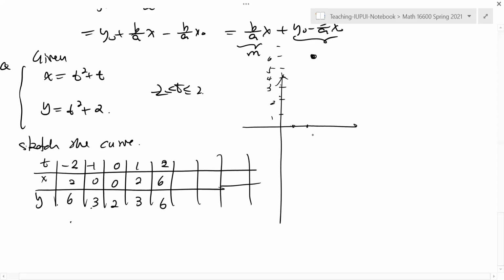Okay, here's 1, 2, right? Then 0 and the 3: 1, 2, 3. And then 0 and 0, it's here. That's when t goes in. And then 2 and 3, it's here. Then 6 and 6: 2, 3, 4, 5, 6. I think it's going in that direction because that's what you see, right?